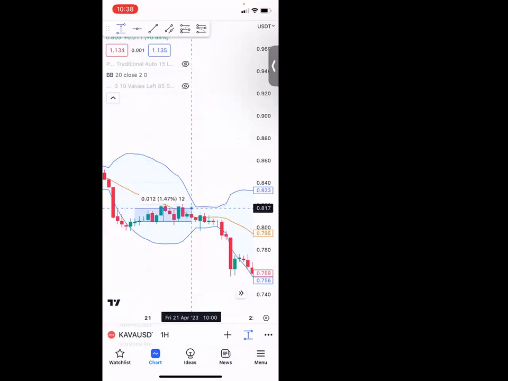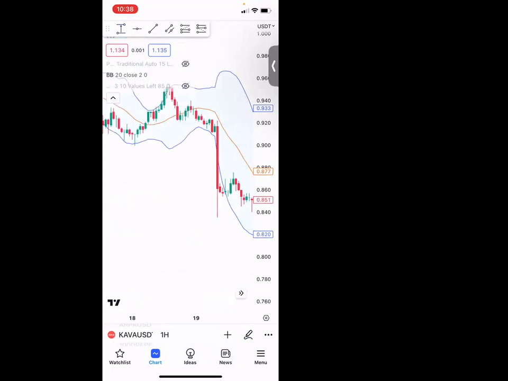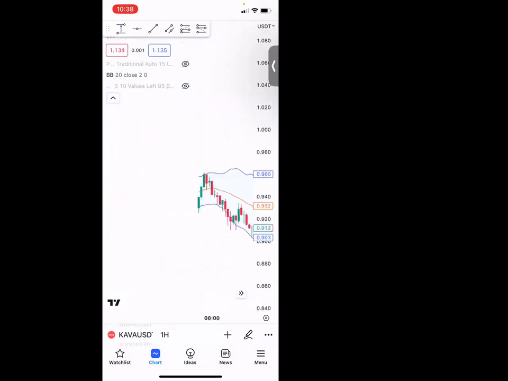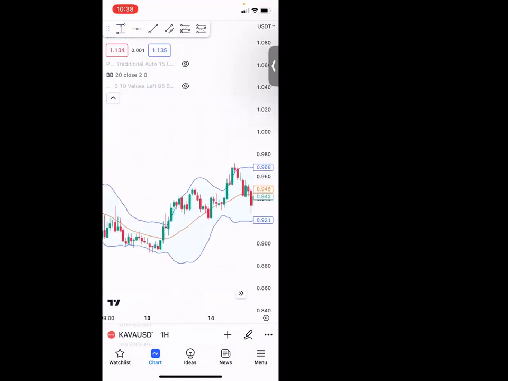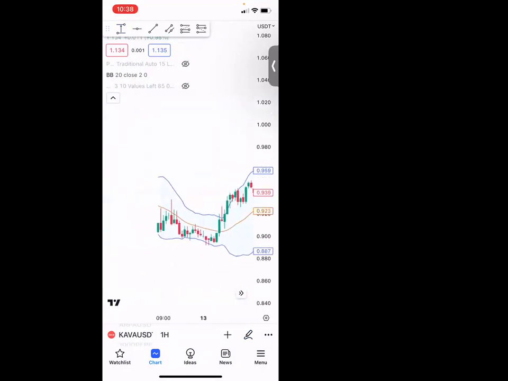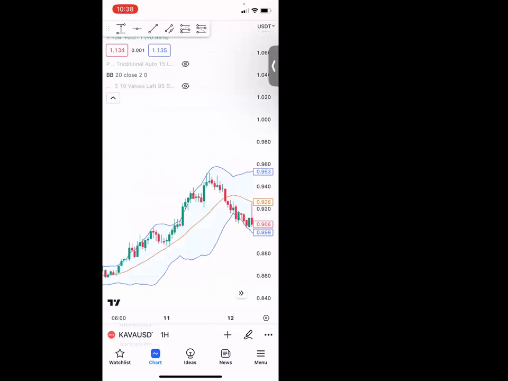So at this point, if we targeted the middle band, we'll get like 1.6. Then wait for another trade, or look at other coins. Yeah, so that's how I use the Bollinger Band to identify trades.